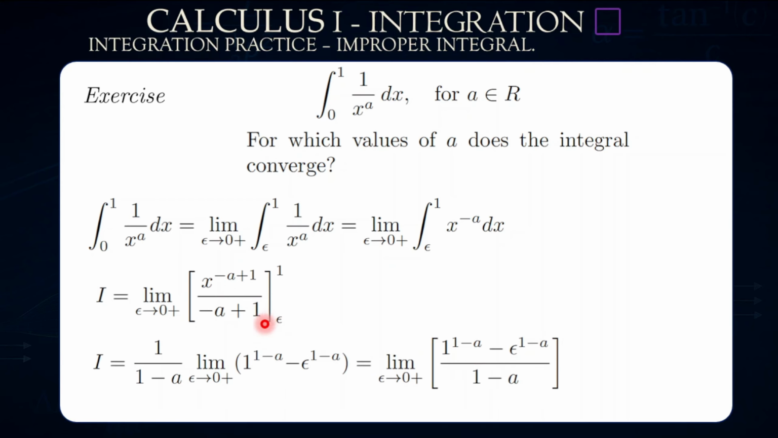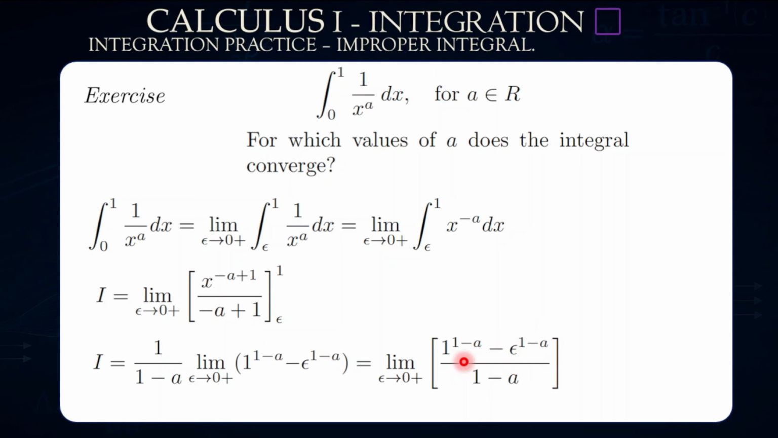Then, okay, so this is equal to 1 to the power 1 minus a, minus epsilon to the power 1 minus a. And of course, since 1 divided by 1 minus a is a constant, you move it outside of the limit. Okay, it is a constant. So it is equal to the limit as epsilon goes to 0 plus of 1 to the power 1 minus a, minus epsilon to the power 1 minus a, all divided by 1 minus a. Okay, and there's no problem keeping 1 minus a underneath the limit as well.